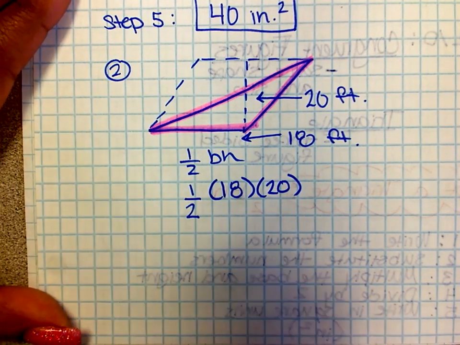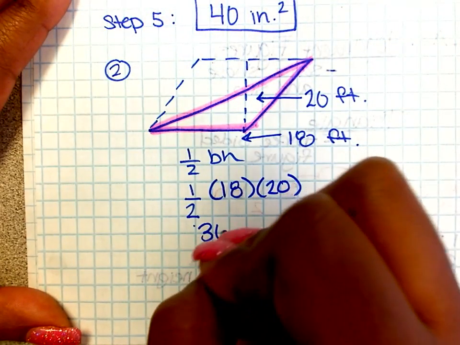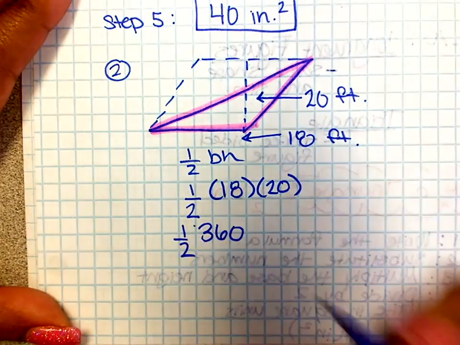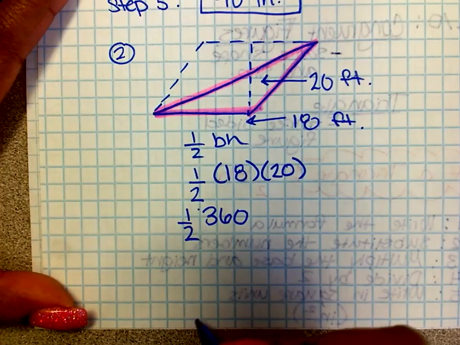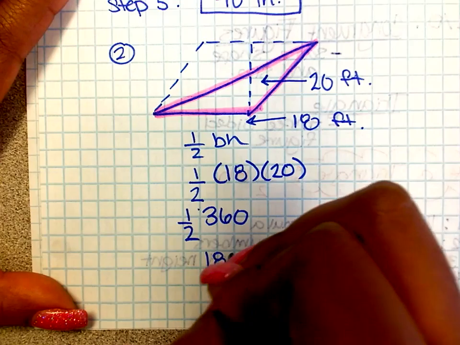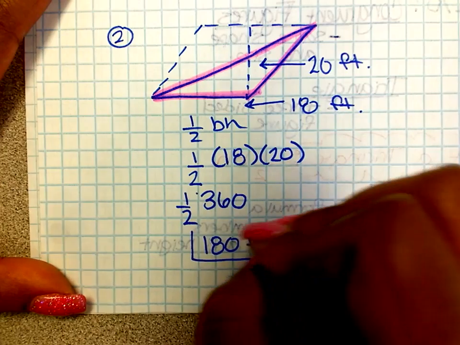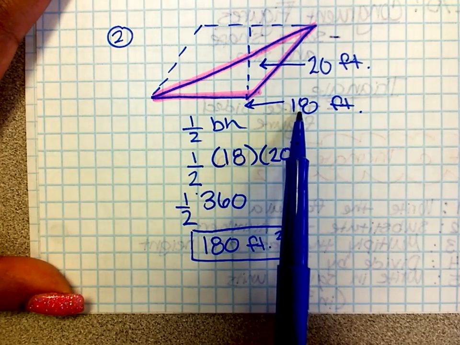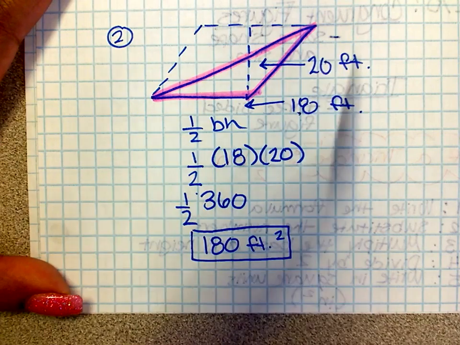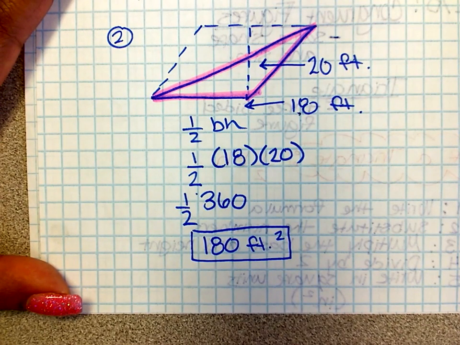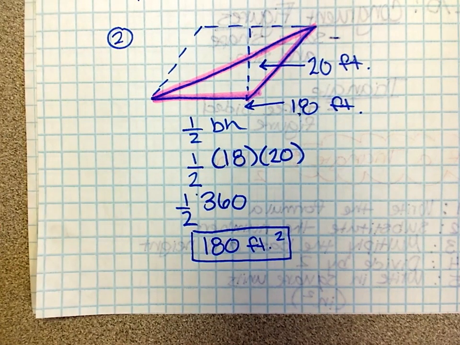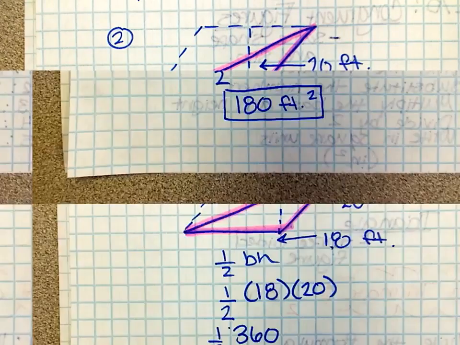18 times 20 is 360. 360 divided by 2 is 180 feet squared. So all I did, I multiplied 18 times 20 and I divided it by 2. One more. We'll have to finish our guided independent after lunch.